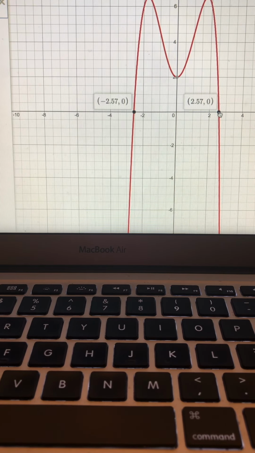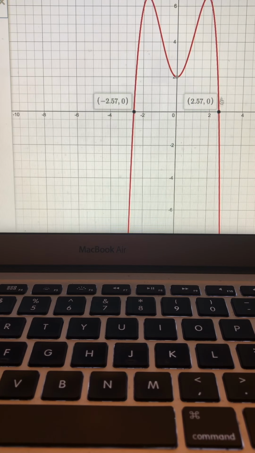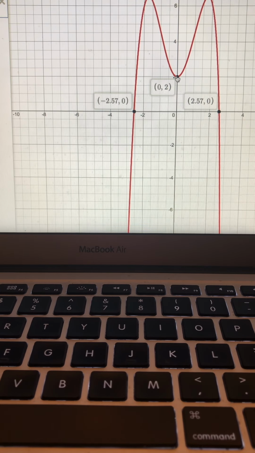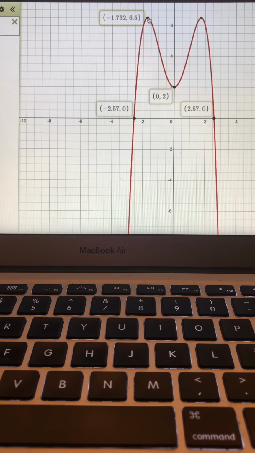And now let's give the minimums. So the minimums are the low points. So this is the low point. This is what you might call a valley. So the minimum point is 0, 2. And then there are 2 maximum points. One and 2. So we would put those 2 points there for maximum points.